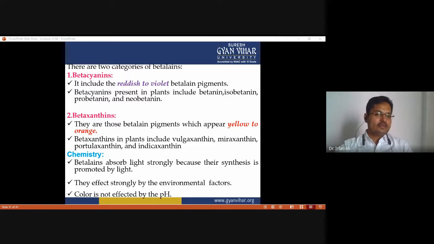And betalains absorb light strongly because their synthesis is prompted by light. They are strongly affected by environmental factors, and the color is not affected by pH, like anthocyanin.